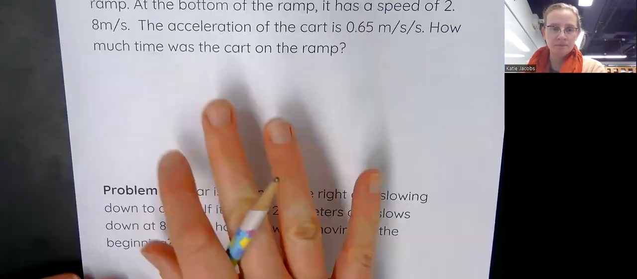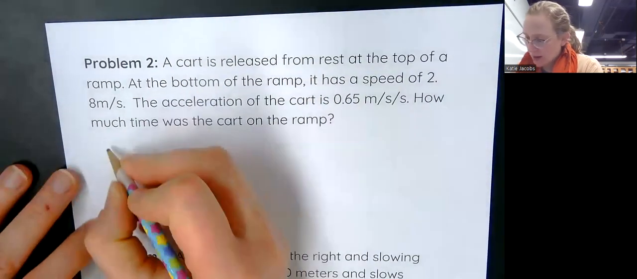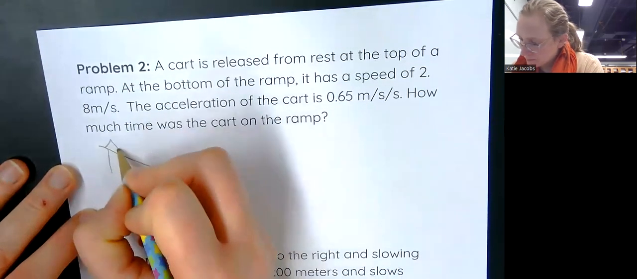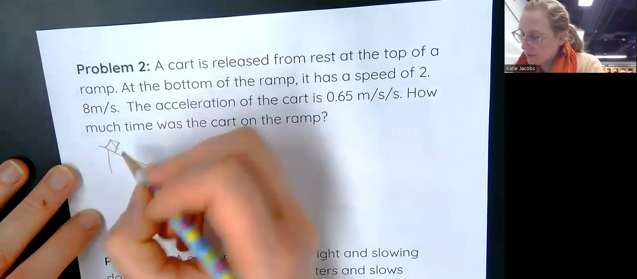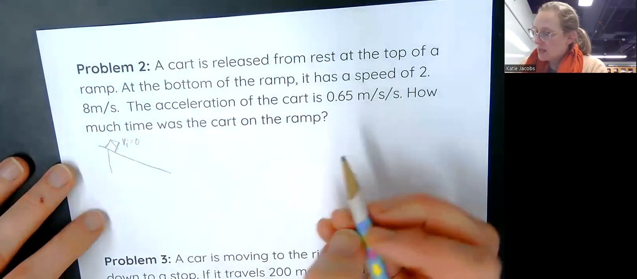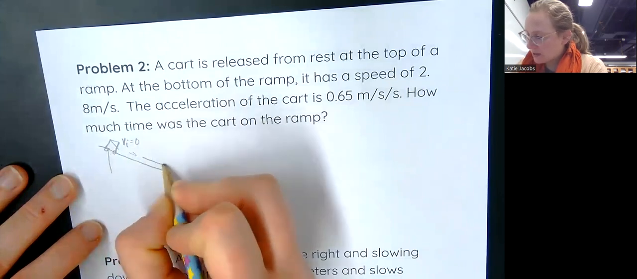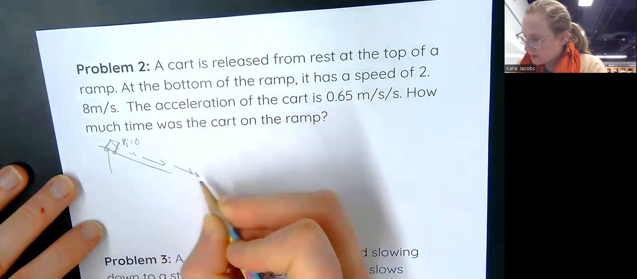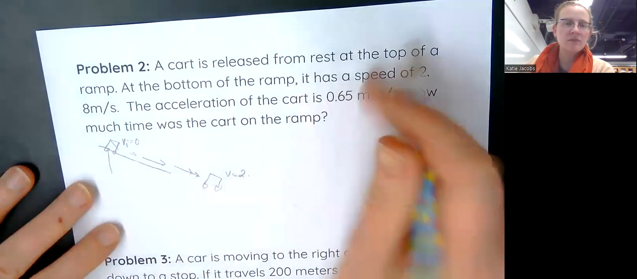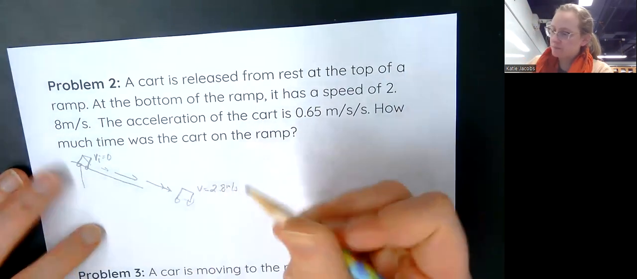Let's do another problem. A cart is released from rest at the top of a ramp. When it says released from rest, that means its initial velocity is 0. At the bottom of the ramp, so it's speeding up as it goes down the ramp, the final velocity is 2.8 meters per second.